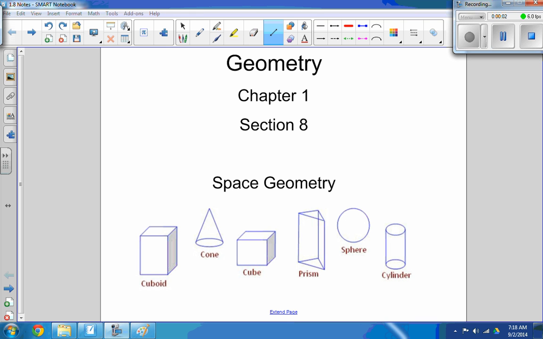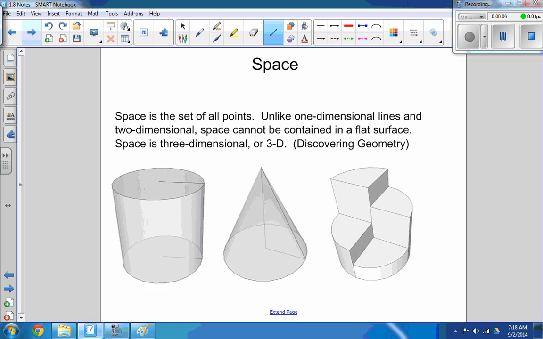Geometry, Chapter 1, Section 8, Space Geometry. Space is the set of all points. Unlike one-dimensional lines and two-dimensional planes, space cannot be contained in a flat surface. Space is three-dimensional, or 3D. So all three of these objects that are here are three-dimensional objects that are represented in two-dimensional space.